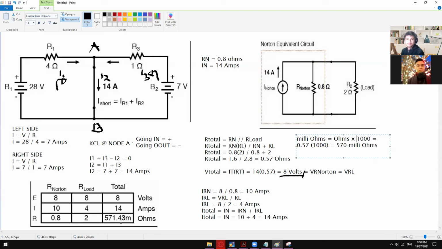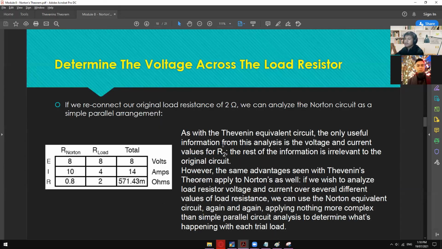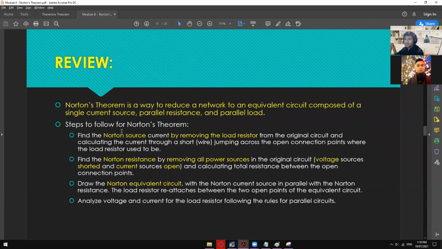Yes, sir. Okay, so I hope we're clear with Thevenin's theorem and then the Norton's theorem. Okay, anyway, so more explanation. So again, I will leave the reading part to you guys. And then here's a review.